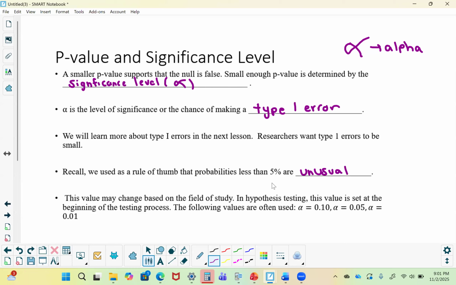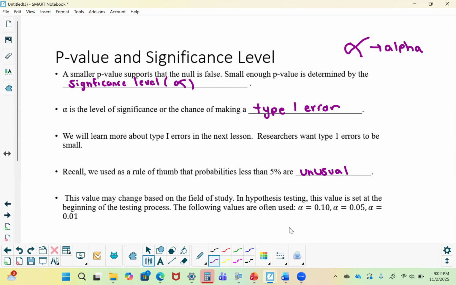If our p-value is less than 5%, that's an unusual probability, and so usually we say that's enough to reject the null hypothesis. But the value may change based on the field of study. In hypothesis testing, the value is set at the beginning of the testing process. It's either a 10% significance level, which is 0.10, a 5%, or a 1%. Those are the most typical ones that you see. And again, it depends what type of research they want.